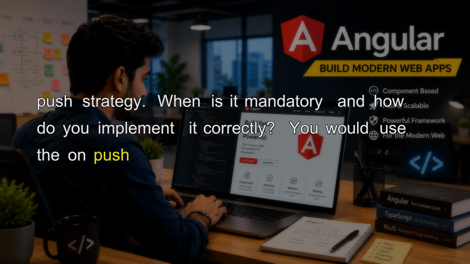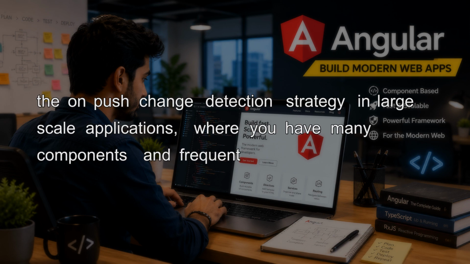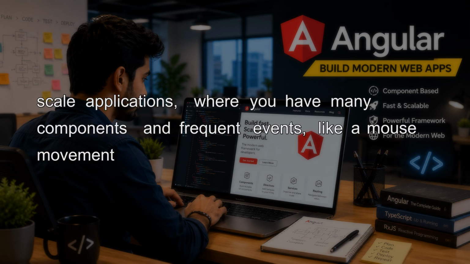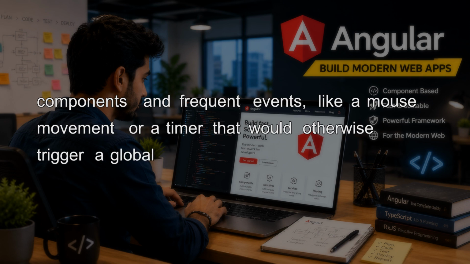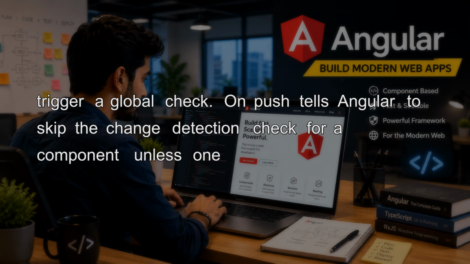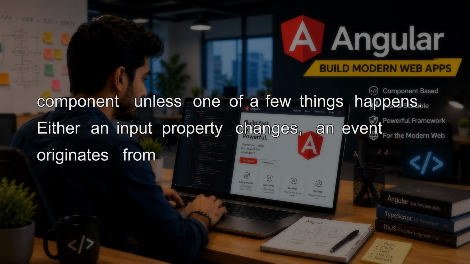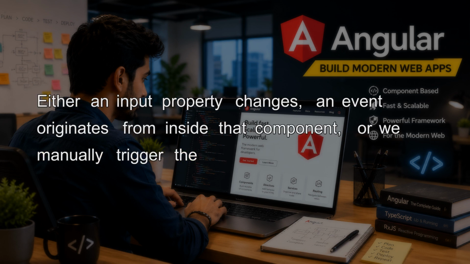You would use the OnPush change detection strategy in large-scale applications where you have many components and frequent events, like a mouse movement or a timer, that would otherwise trigger a global check. OnPush tells Angular to skip the change detection check for a component unless one of a few things happens. Either an input property changes, an event originates from inside that component, or we manually trigger the check.